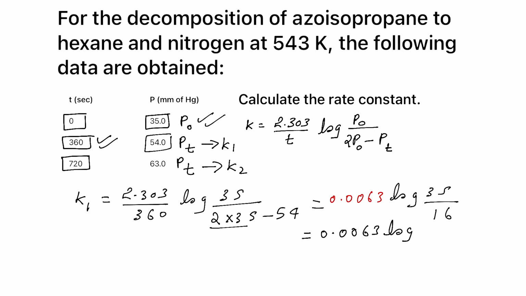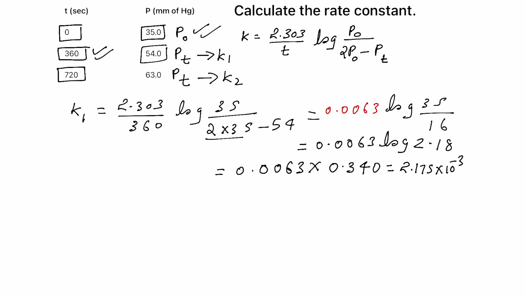It is 2.18. Now, it will be like 0.0063 into log 2.18, you will be getting like 0.340. On calculating, you will get 2.175 into 10 raised to minus 3. What is the unit? The unit of rate constant of a first order reaction is second inverse. So we got the K1 value. Same way we can find K2, right?